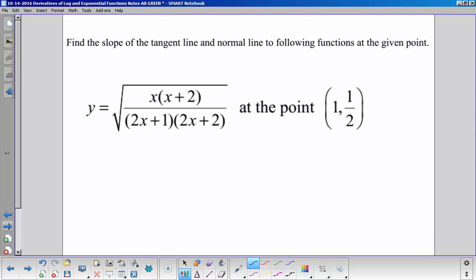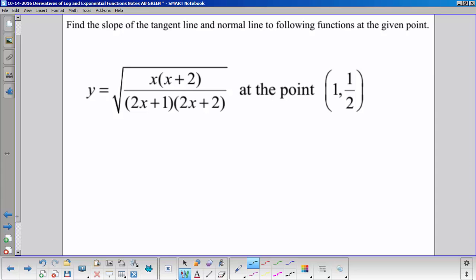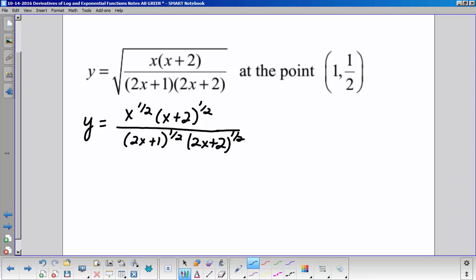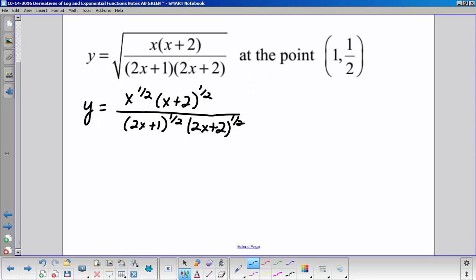Alright, Liz, you got this one. I don't do that. You have to put every half, top and bottom. Yep. I just think it'll make your life easier, your logarithmically differentiating life easier.